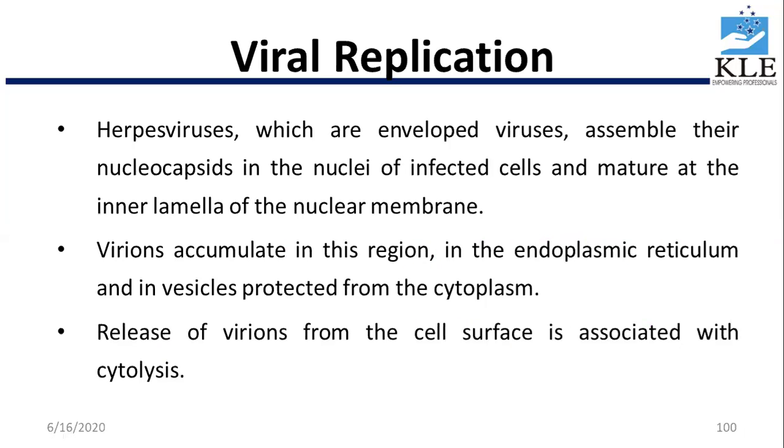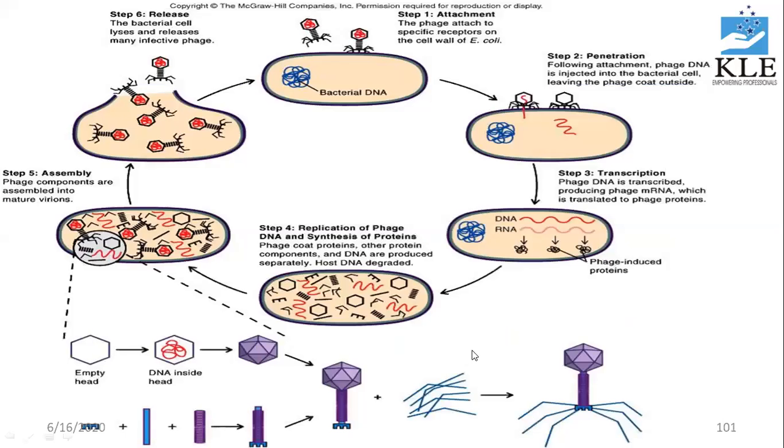And the last is the release, as I told you. In the case of the bacterial virus, the release of the progeny virus takes place by cell lysis. In the case of the animal virus, the release occurs without cell lysis. These progeny viruses are released into the surrounding medium and may infect other cells.